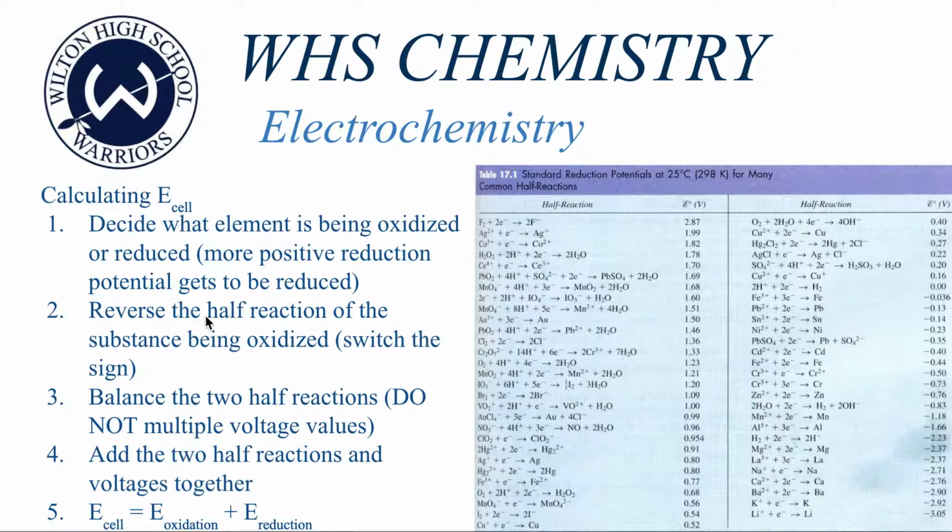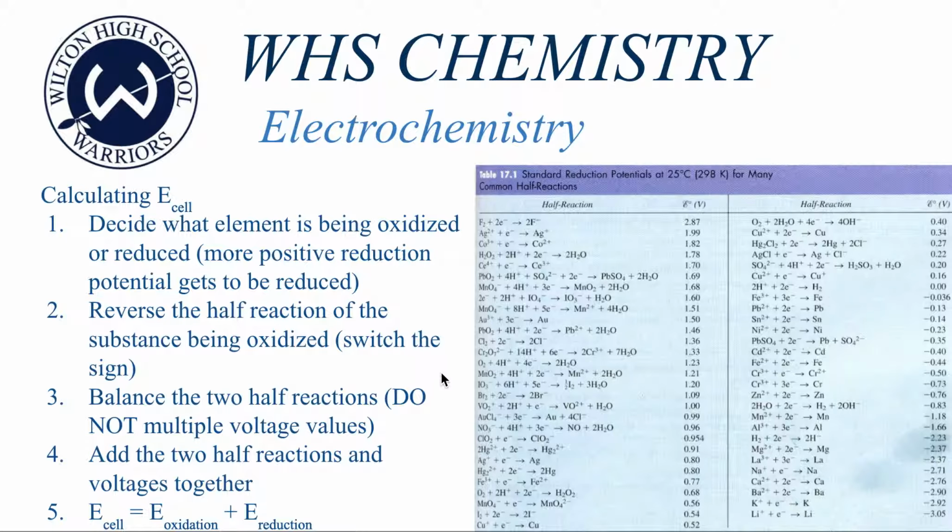So the next thing you have to do is, the lower standard reduction potential is the element being oxidized. So you have to reverse the half reaction. Just flip the reaction, and just like any other time we flip reactions to the reverse reaction, you take the negative of the value that's given. So it would be the negative E naught. So you switch the sign of the reaction.